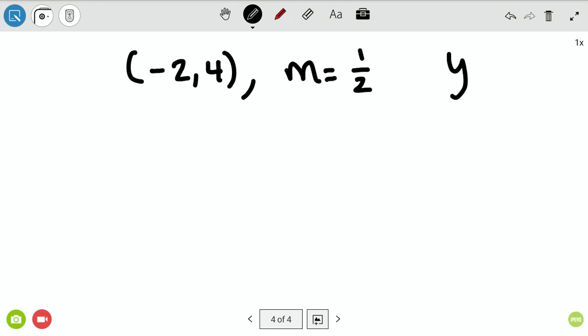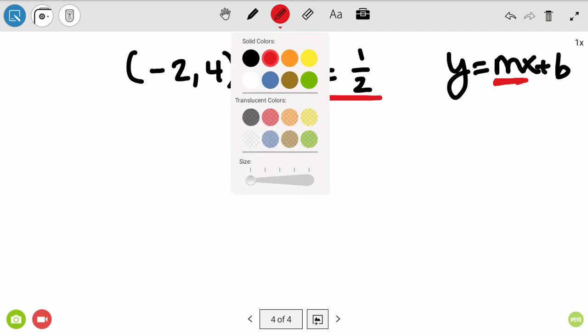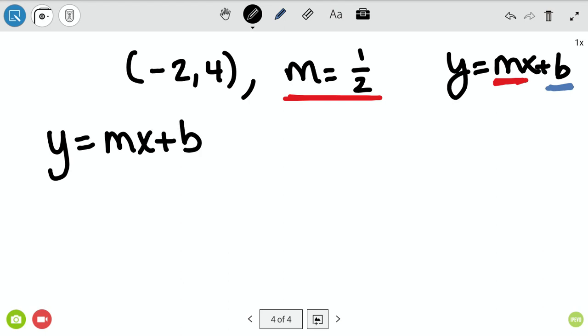And again, we're asked to write it in y equals mx plus b. Well, to do that, right, we need the m, and we have that. That was given to us. But we also need the b. And we weren't given the b, but we were given some clues that will allow us to find the b. So using y equals mx plus b as our formula to solve for b, we're going to plug in the y, the m, and the b.